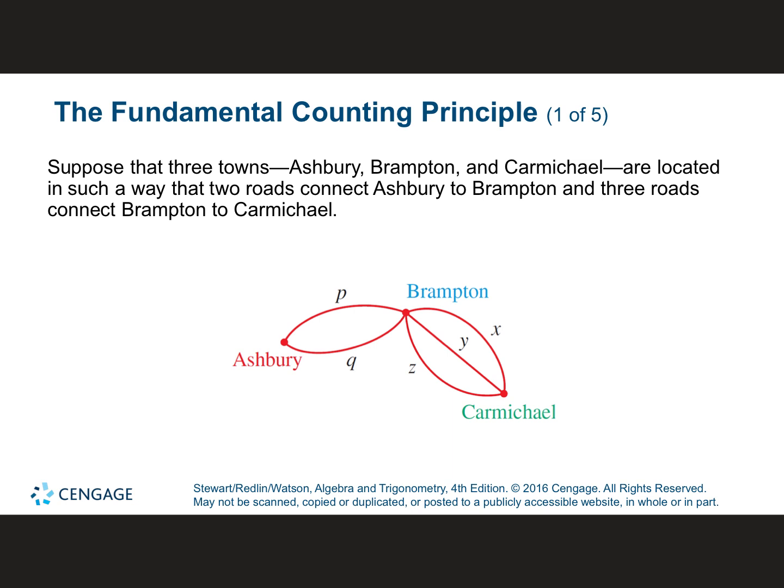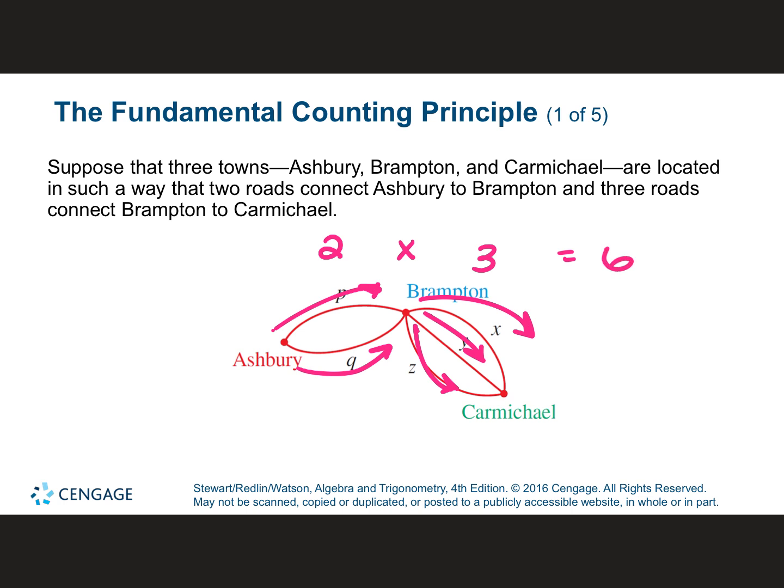If you look at this, you have to look at the different ways that this can happen and the different routes that you have from one place to another. From Ashbury to Brampton, we said that there's 2 possible ways to go. However, from Brampton, you have 3 different roads that go from there to Carmichael. So you start with 2 ways to get to Brampton, and then you have 1, 2, 3 ways to get to Carmichael. So to find the total number of ways that you could get from Ashbury to Carmichael would just be by multiplying, and you get 6.